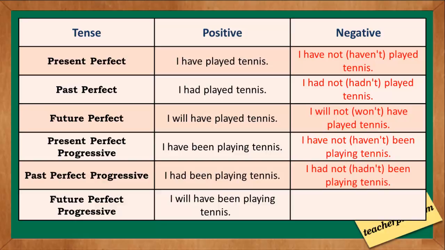The last one is the future perfect progressive. Example, I will have been playing tennis. Its negative is I will not or won't have been playing tennis.